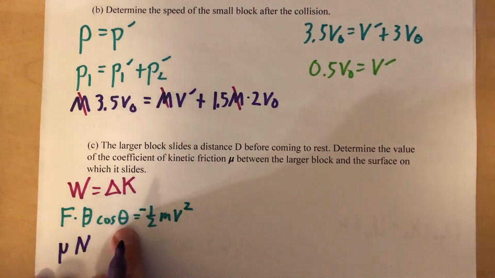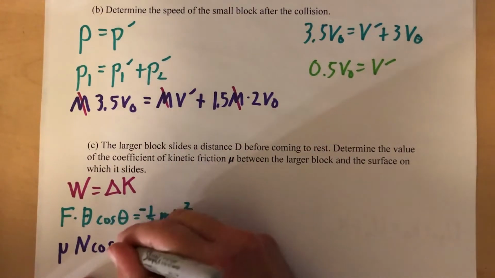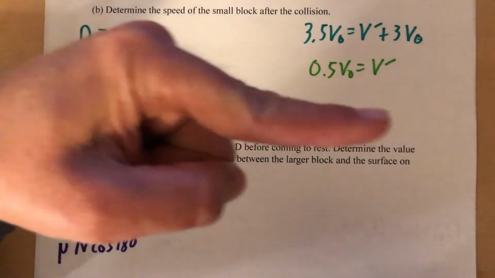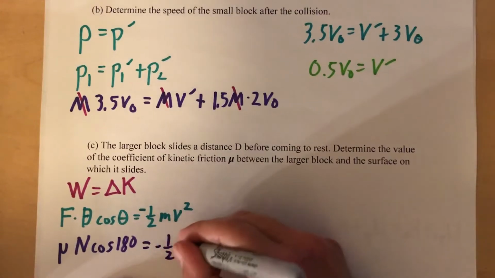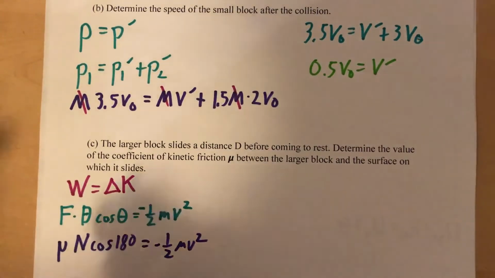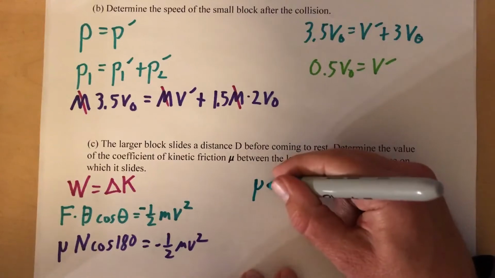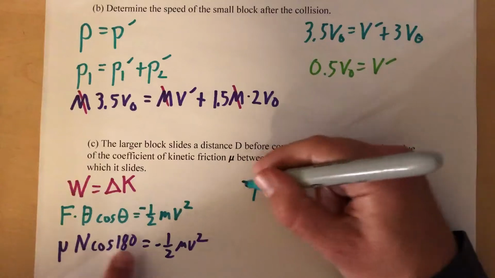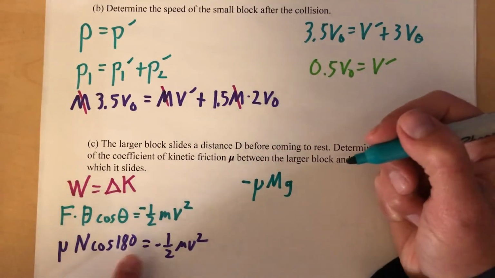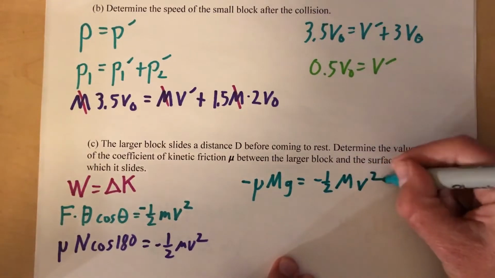And the cosine of the angle is going to be cosine of 180, because as it slides this way, friction will be back that way. Minus 1/2 mv squared. Let's substitute in for the normal force. On a flat surface the normal force is equal to mg, the weight. So mu times mg is the normal force, and I'm just going to write the cosine of 180 as a negative, because cosine of 180 is -1. And that will equal negative 1/2 mv squared.